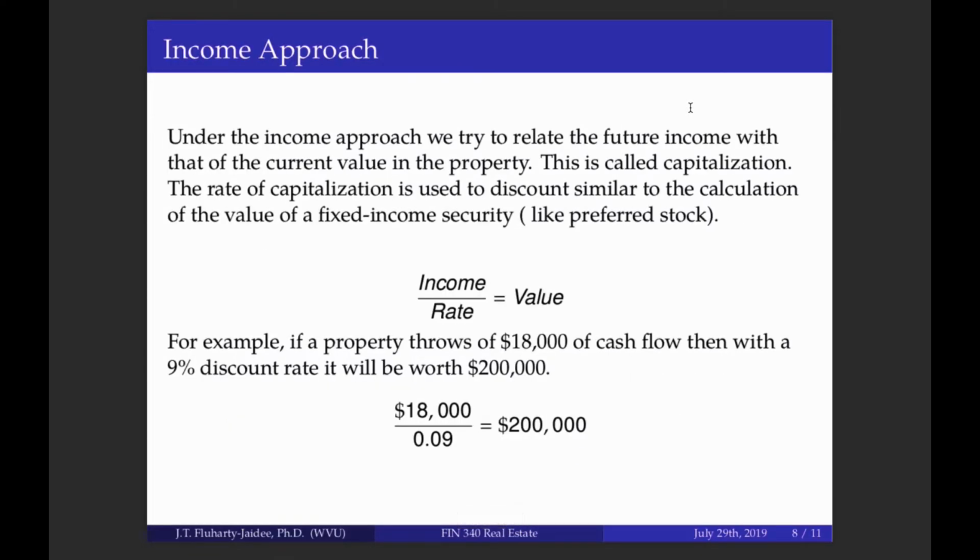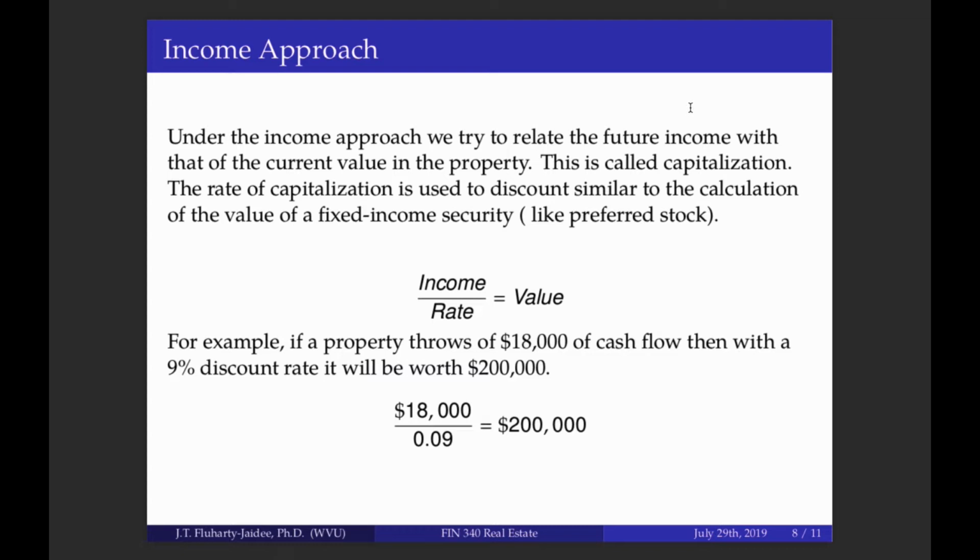Okay, so if you're not going to use the cost approach, you have one third and final approach you can use. That is called the income approach. Under the income approach, you are trying to relate future income with the current value of the property. And this is what you should have learned in BCore 340 for almost every asset: take the present value of future cash flows. Capitalization is doing that discounting for you. It's just all bundled into one single number.